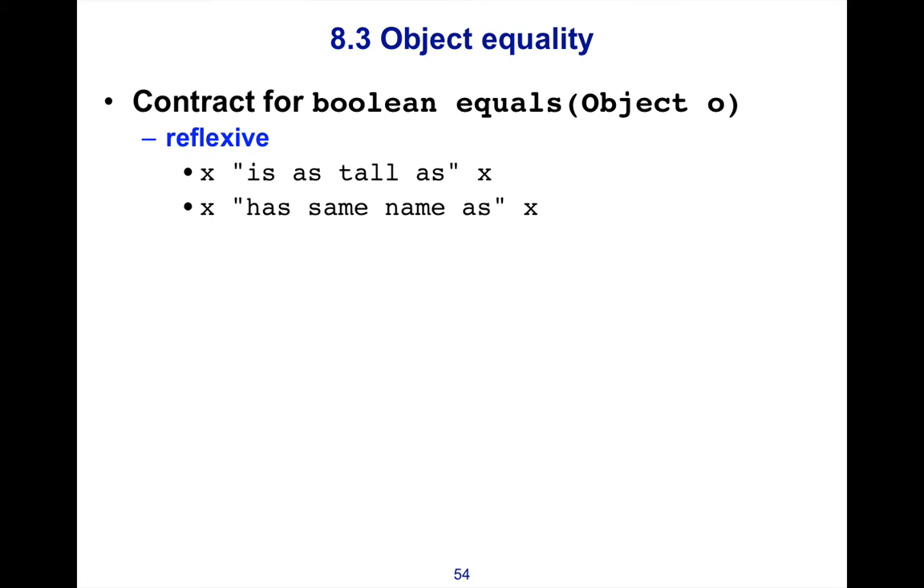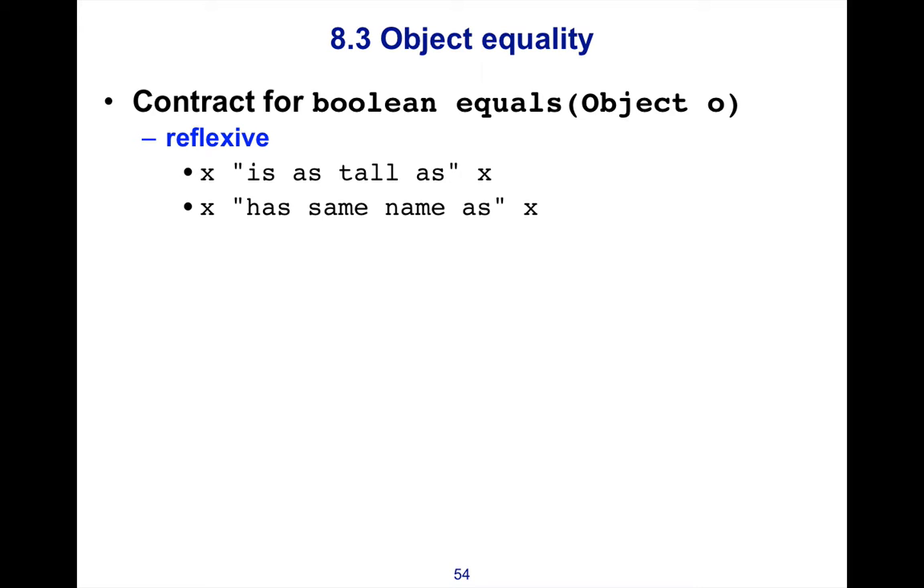Let's think about the contract for equality in the dot equals method. It's going to have several properties which help guide us in terms of deciding how to define equals for new objects that we wish to create. The first aspect of equality is that an object should always equal itself.